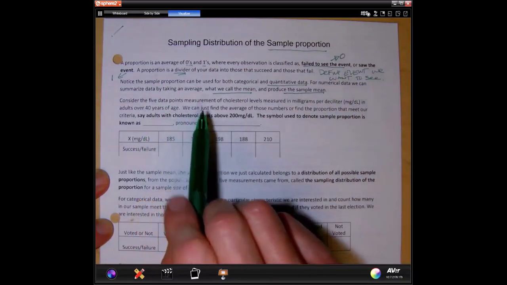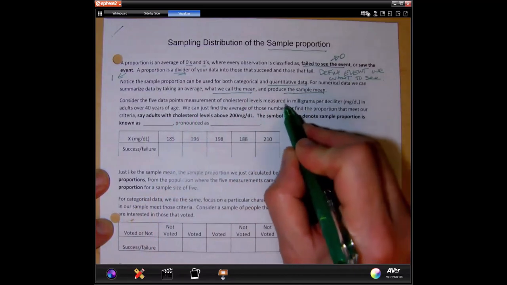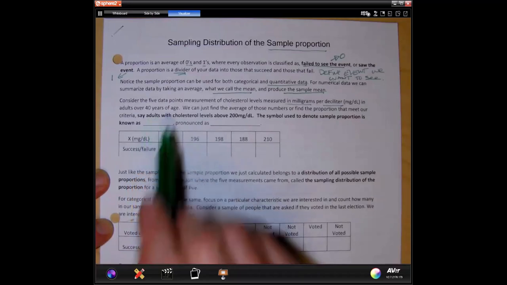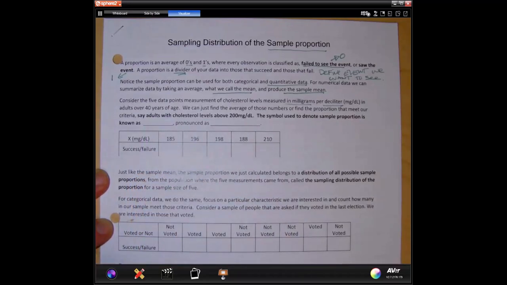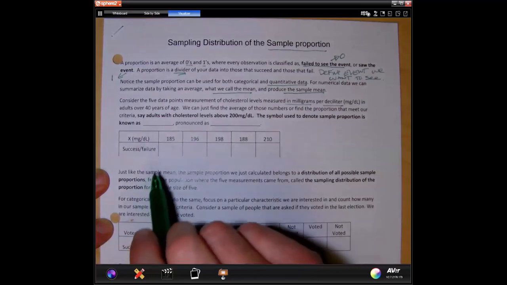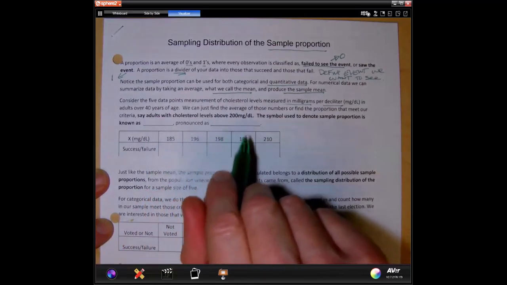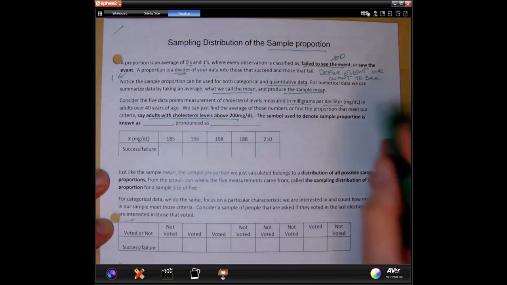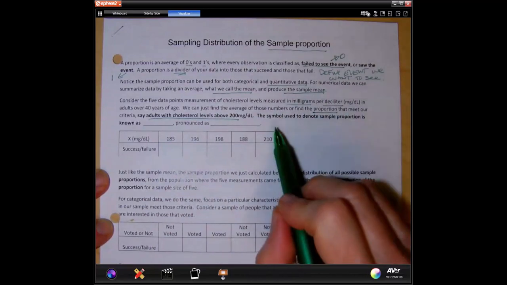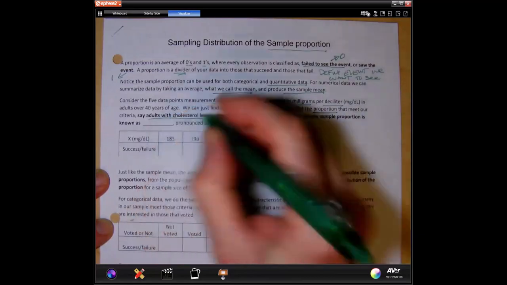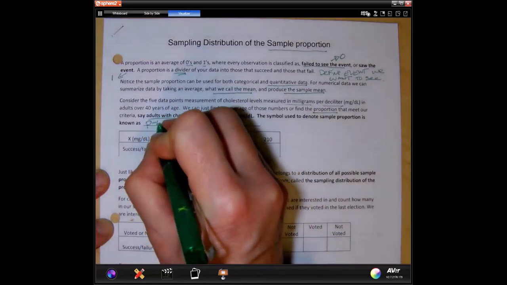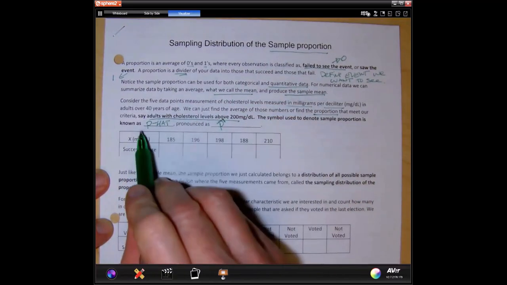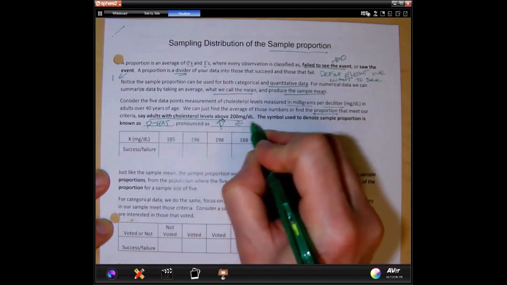Consider 5 data points of measured cholesterol levels, in milligrams per deciliter, in adults over 40 years of age. We can find the average of those numbers or find a proportion that meet our criteria. Say adults with cholesterol levels over 200. So now this is going to be the criteria that we're after, and we're going to try and find a proportion. The symbol used to denote the sample proportion is known as p hat. Well, in fact, it's pronounced p hat, and this is the symbol for that.